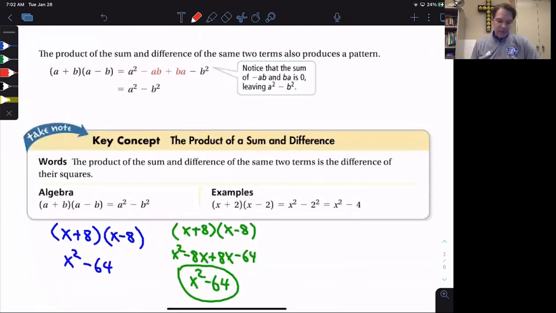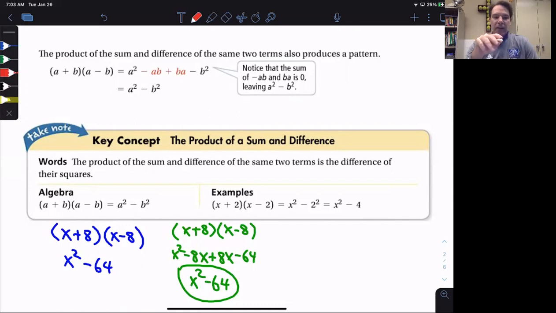Then we have this rule called the sum and difference rule. I like the sum and difference rule because it's pretty easy math. All right. If we look at the rule at the top, you've got a plus b times a minus b. So the product of the sum and difference of the two terms, okay? So this is called difference of squares. And it's called difference because remember, difference means subtraction. So we have the same two terms, a and b, but we have a plus sign in the middle of one and we have a minus sign in the middle of the other.